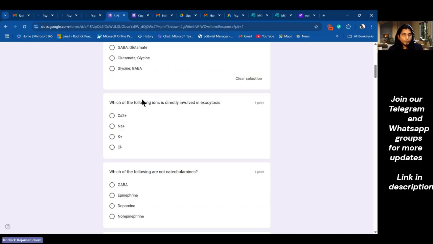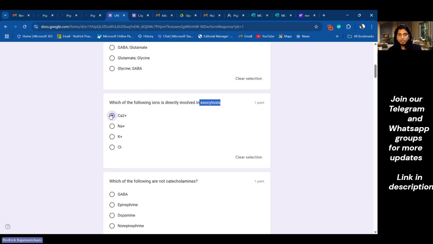So which of the following ions is involved in exocytosis? Exocytosis is basically where a neuron releases neurotransmitters into the synapse. So that is mediated by calcium ions, not sodium. Sodium is implicated in the action potential. Potassium and chlorine are both implicated in reaching up to the action potential and also in the action potential too. But sodium is mostly about conduction of the action potential. So this is about exocytosis.